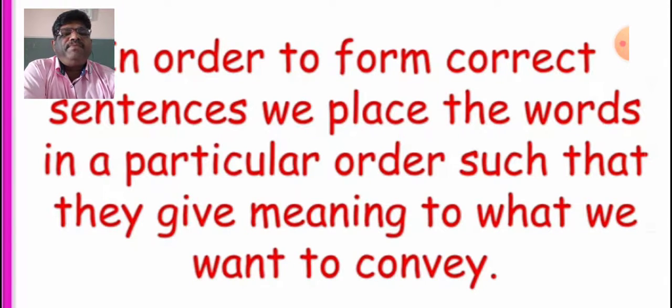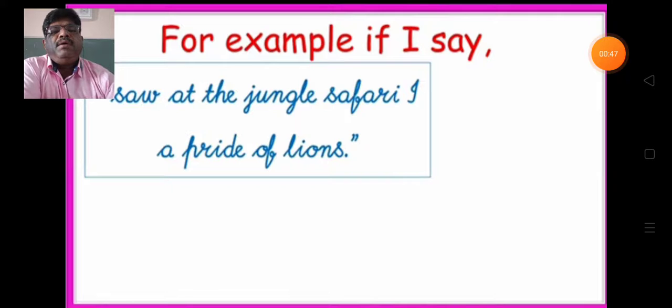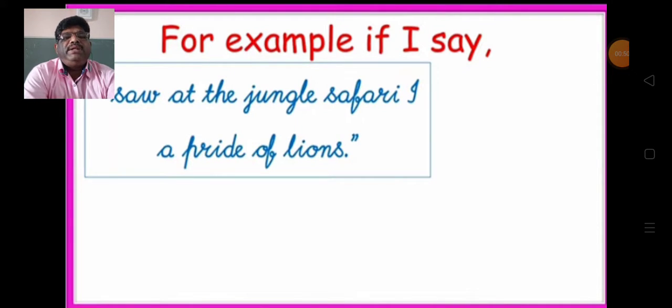In order to form correct sentences, we place the words in a particular order such that they give meaning to what we want to convey. For example, "so at the jungle safari, I a pride of lions." These are some words, but these words are not in correct order. So we cannot say this is a sentence.